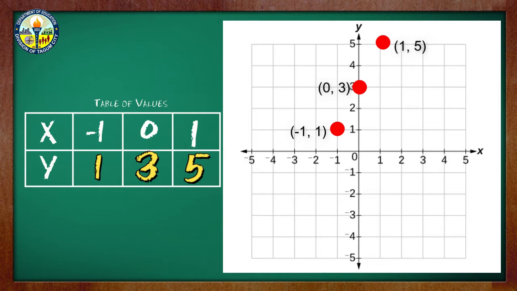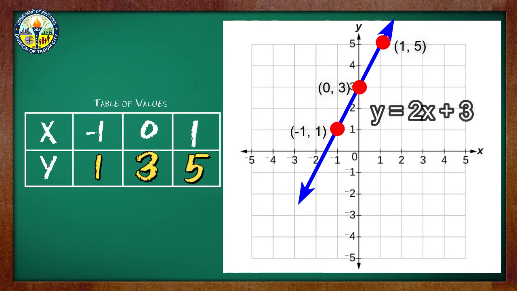Then, connect these 3 points. What did you see? Okay, we got a straight line. This is the graph of the linear equation y equals 2x plus 3. The graph is a straight line, and remember, the graph of any linear equation is always a straight line.